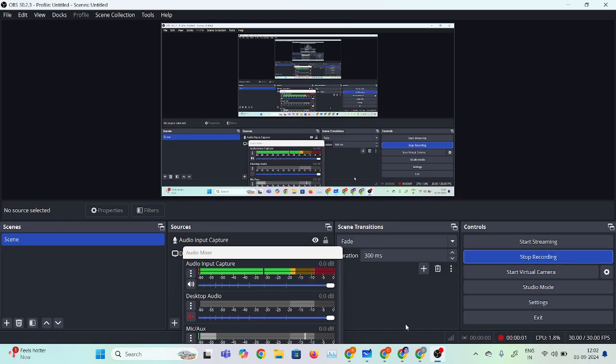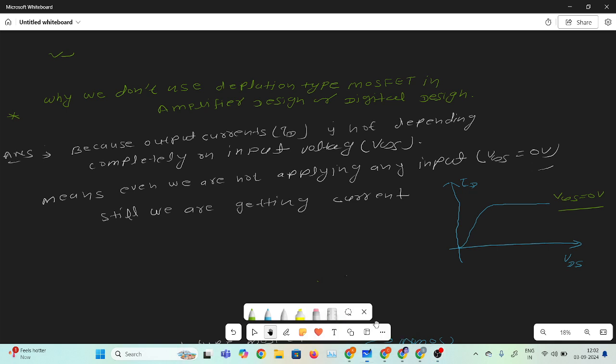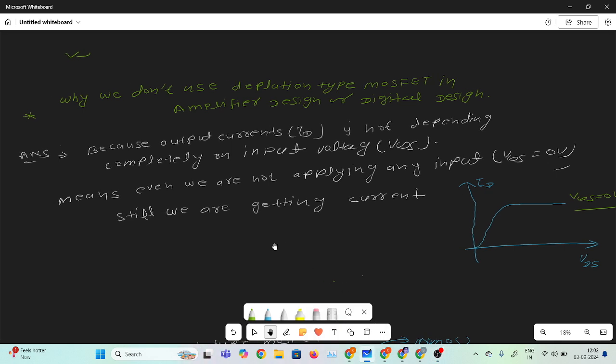So hello everyone. In this part, I will discuss the enhancement type MOSFET. Actually, in the previous part, I discussed the depletion type MOSFET in great detail. The depletion type MOSFET is not used in digital design or amplifier design. If you have an idea of MOSFET small-signal analysis, that is the amplifier design, in that case the depletion type MOSFET is not used.